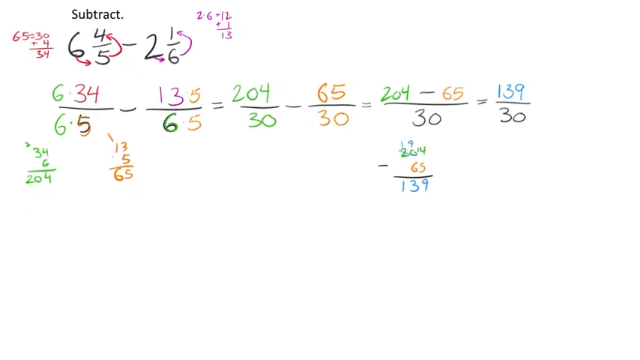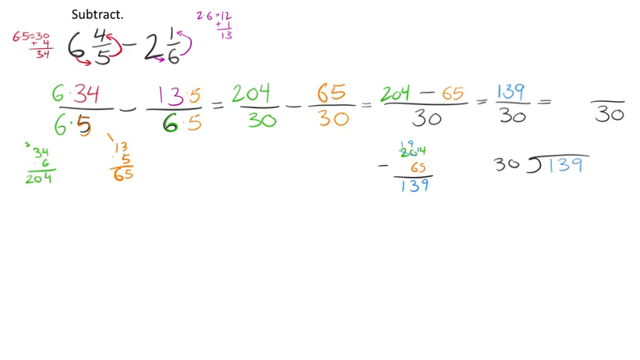Probably a little bit more space there. And yeah, that's our improper fraction. What we would like is a mixed number, though, in thirtieths. So we're going to divide by 30, 139.